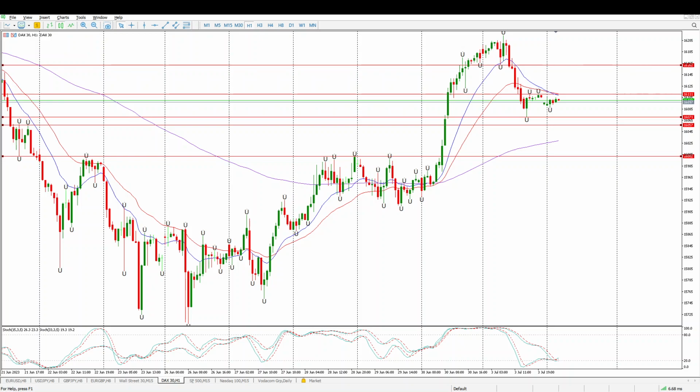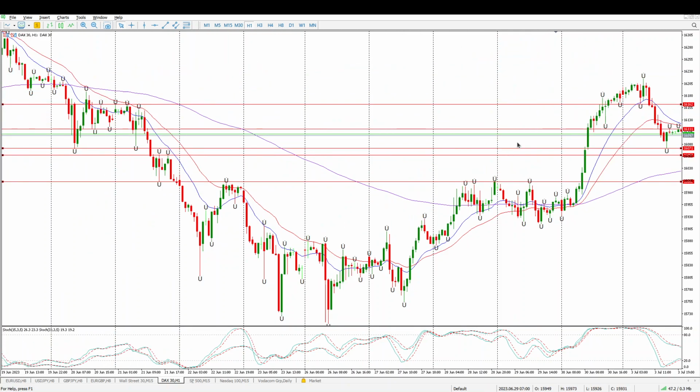Good morning, everybody, and this is your DAX day trade setups for today. So not even bothering with the other indexes today, so we'll just focus on the DAX. We got this sell-off yesterday, which was expected.